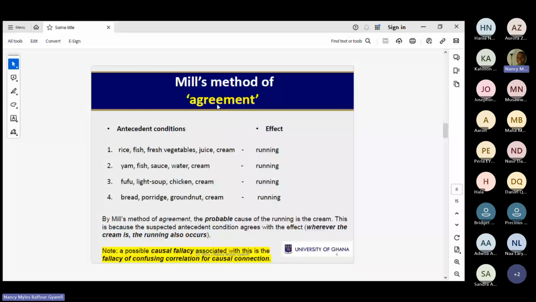Then the effect too agrees. Look at the effect. They are all running. Running not with your legs, of course. The other kind of running. Now that then is your first point of call as a physician.